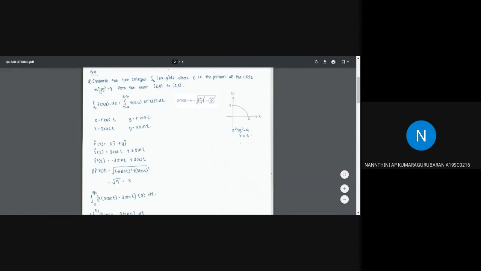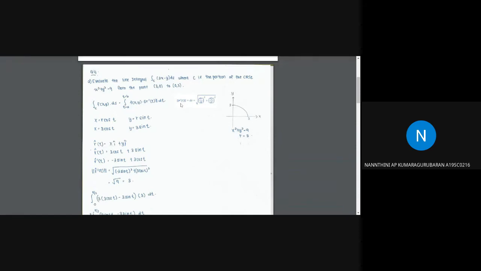And then we all know the formula of this equation is the integration from t equals a to t equals b of f(x, y) times the magnitude of the differentiated vector function dt. The formula of the magnitude of the differentiated vector function is the square root of (dx/dt) squared plus (dy/dt) squared.